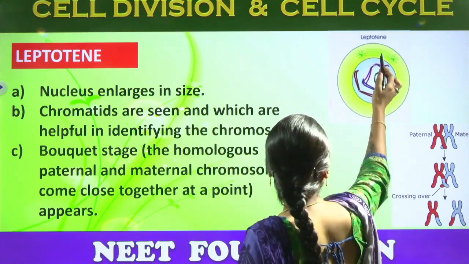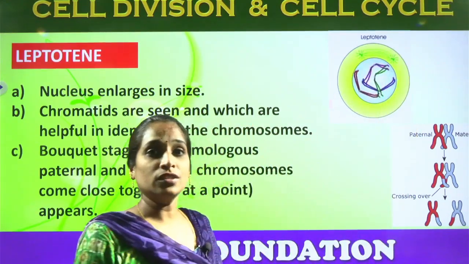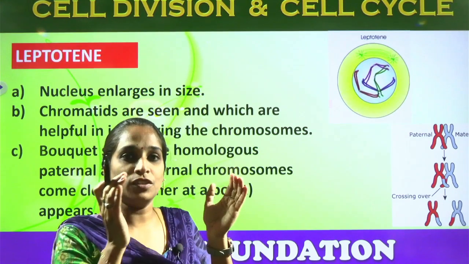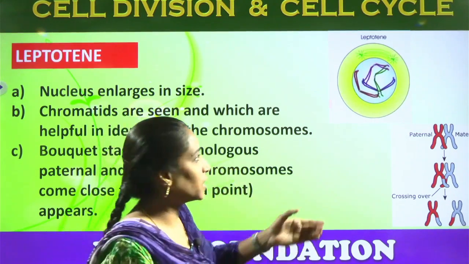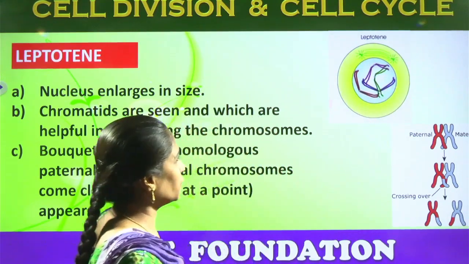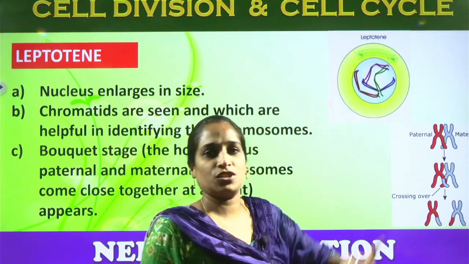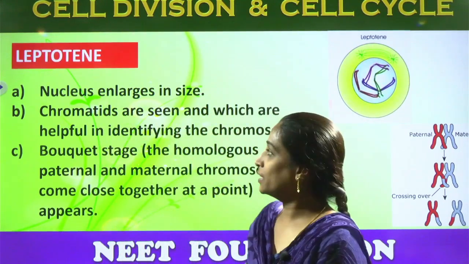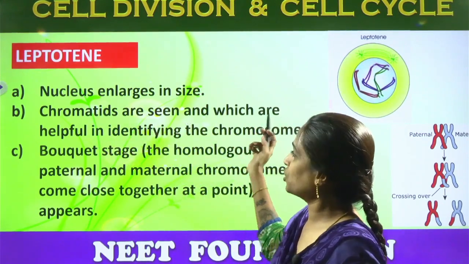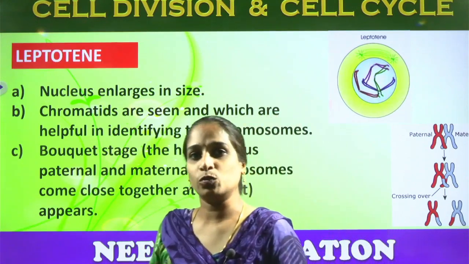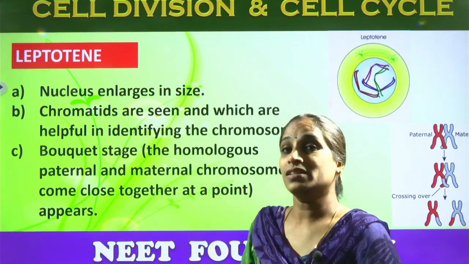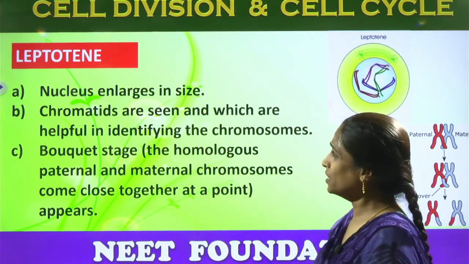The nucleus size enlarges. In the prophase of mitotic cell division, we observe the disappearance of the nucleus and the chromosomes condensing. But here the size of the nucleus increases and we can observe a very clear picture of the genetic material, the chromosomes. The chromosomes are seen as chromatids, which helps in identifying the chromosome, its shape and its structure, all easily visible in the leptotene stage.